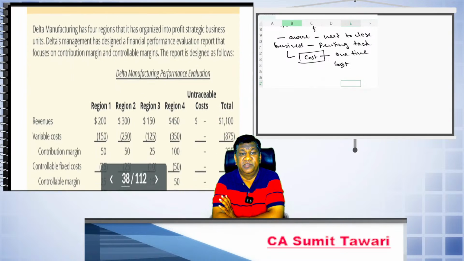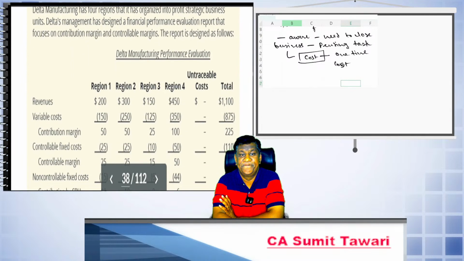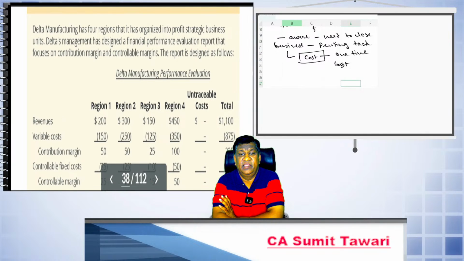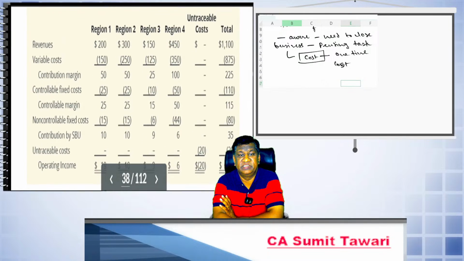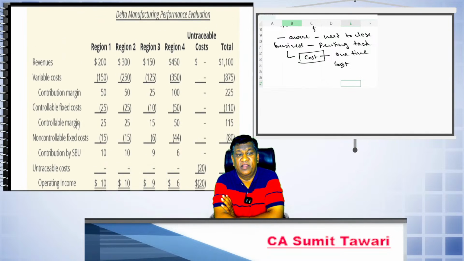So, contribution margin reporting, which you can consider now. It is just an example, and instead of reading it out, I am showing how we represent it. We calculate the contribution margin, then we reduce the non-controllable cost, and the contribution by SBU is 10, 10, 9, 6 like this. The untraceable cost, which you cannot allocate to any segment, we separate out, and then we calculate the operating income.